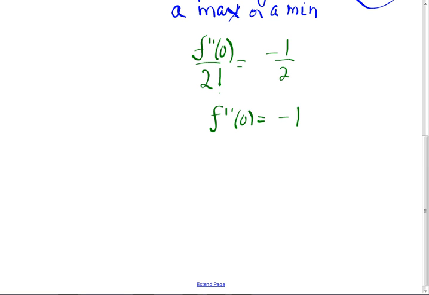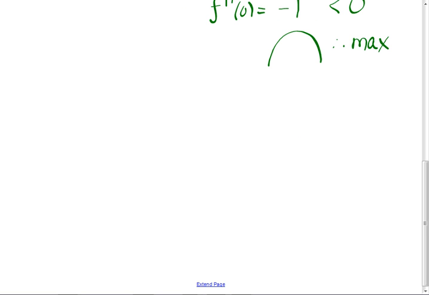But what do I need out of that? I need the fact that that's less than 0. Therefore, my function, I forget that I know what a cosine curve looks like, is upside down, concave down. Therefore, it's a max. But you knew that, right? This is the cosine curve at 0.